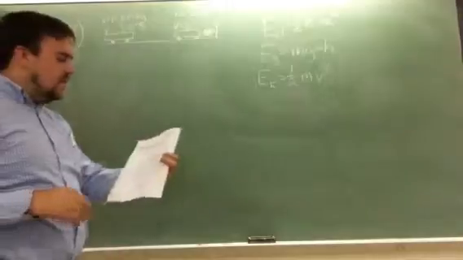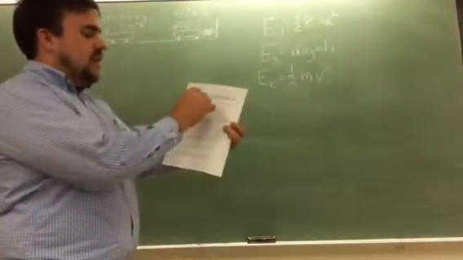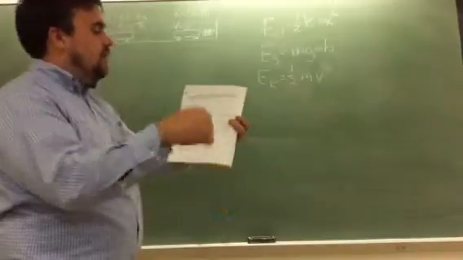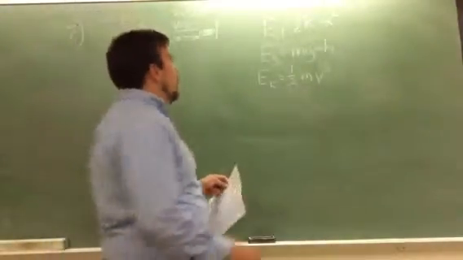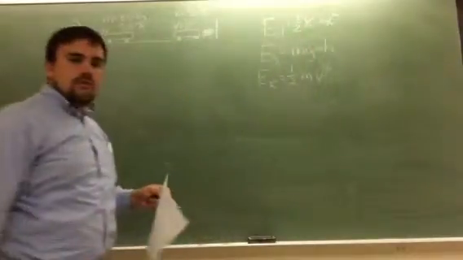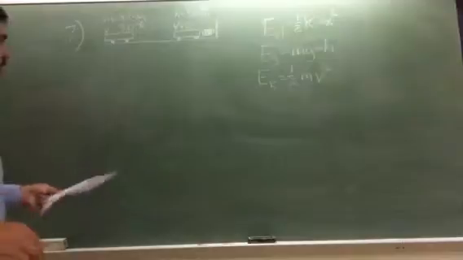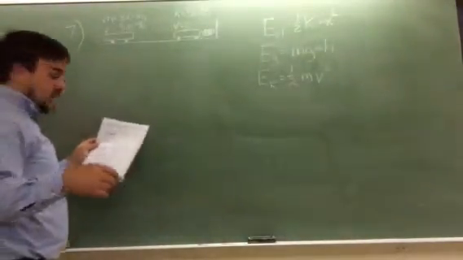Now, a lot of the ones on the front page are just simple plug and chug. It's how much kinetic energy does a 20,000 kilogram object traveling 70 miles per hour have. That's kinetic energy, mass, velocity. Make sure the units are right. Just plug it in, solve. Number 7 is where it starts to apply what we've been doing in the previous class.